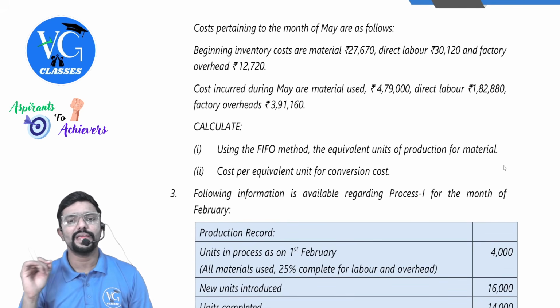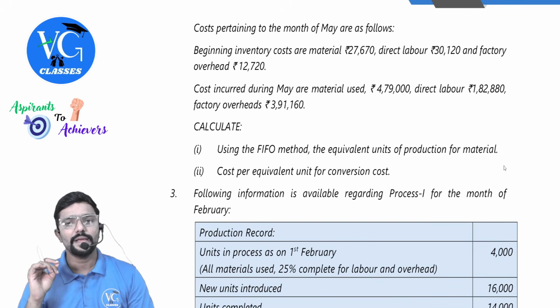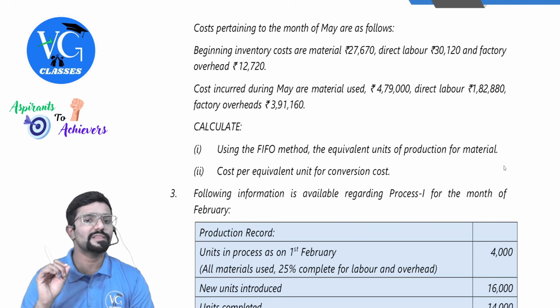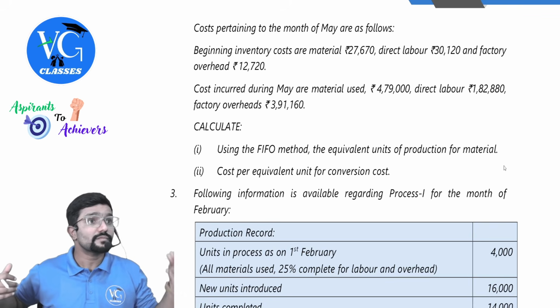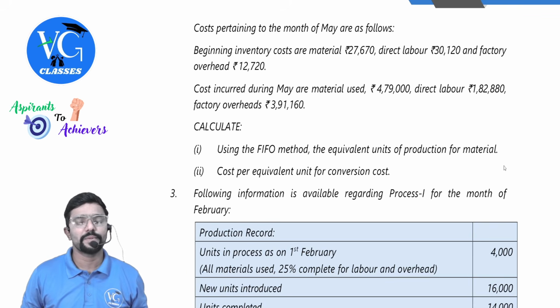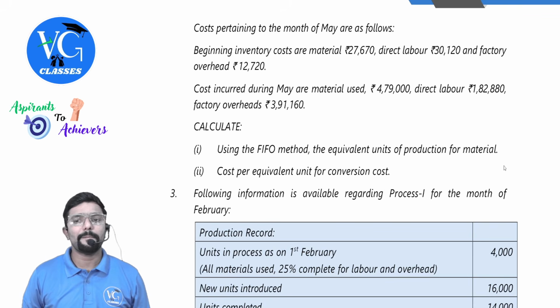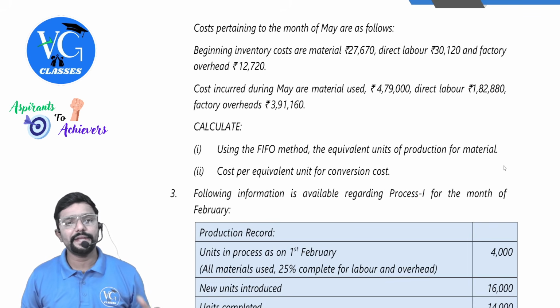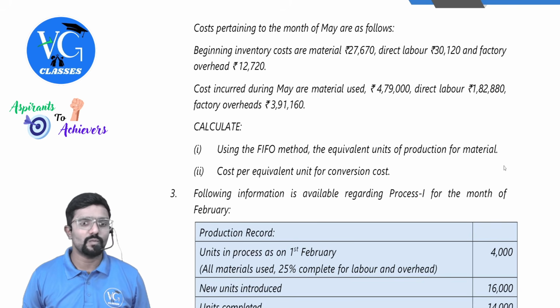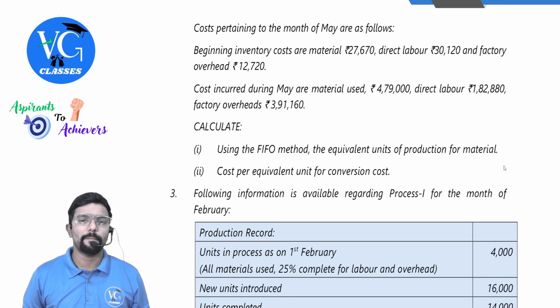Costs pertaining to the month of May are as follows. Beginning inventory cost: material 27,670, labor 30,120, factory overhead 12,720. Here they have given individually, whereas degree of completion they have given for conversion, that is labor as well as overhead put together. Cost incurred during May: material 4,79,000, labor 1,82,880, factory overheads 3,91,160. Calculate, using the FIFO method, the equivalent units of production for material and cost per equivalent unit for conversion cost, that is nothing but labor and overhead.